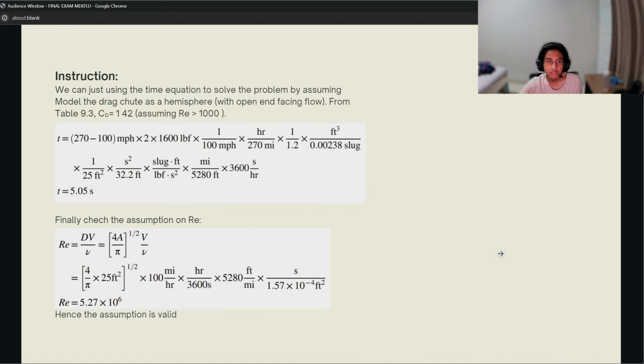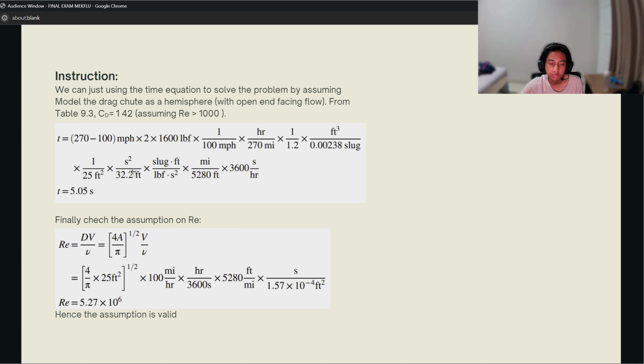For the instruction, we can just use the time equation to solve the problem by modeling the drag chute as a hemisphere, open and facing the flow. From table 9.3, the drag coefficient is 1.42. We assume that the Reynolds number is above 1000. So if we input all of the known properties, we get the time of about 5 seconds.